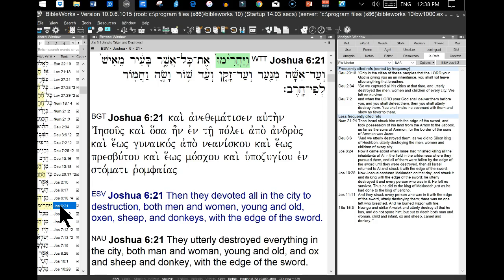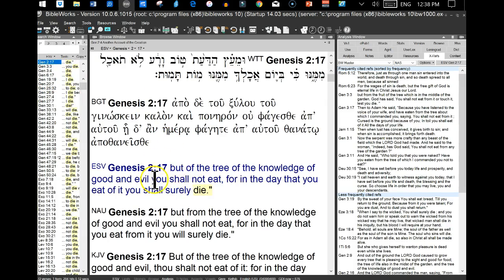Right, and it's odd. I want to see if I can show you this. Tree of knowledge of good and evil you shall not eat, for in the day, and have any of you taken Hebrew? I mean, the way I'm reading that, on the day of your eating, it doesn't say you will die. That's this.